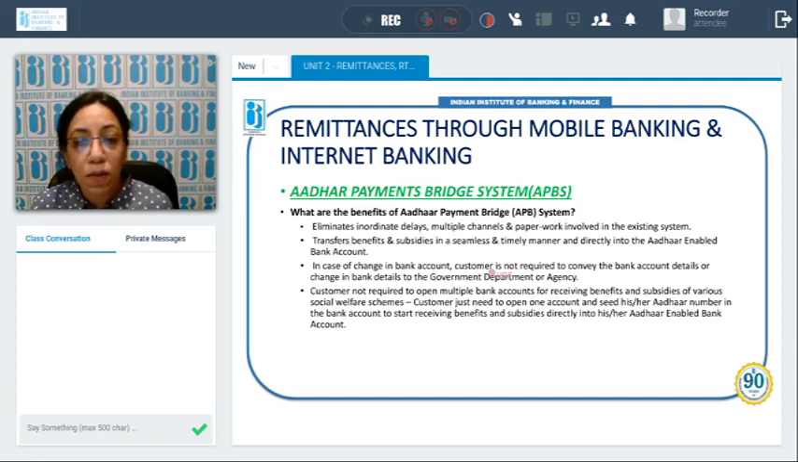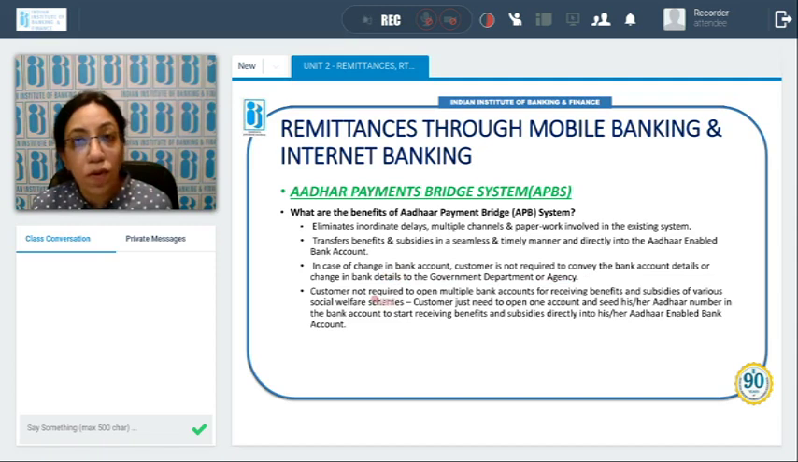What are the benefits of Aadhaar Payment Bridge System? It eliminates inordinate delays, multiple channels, and paperwork involved in the existing system, transfers benefits and subsidies in a seamless and timely manner, and directly into the Aadhaar-enabled bank account. In case of change in bank account, customer is not required to convey the change in bank details to the government department or agency.